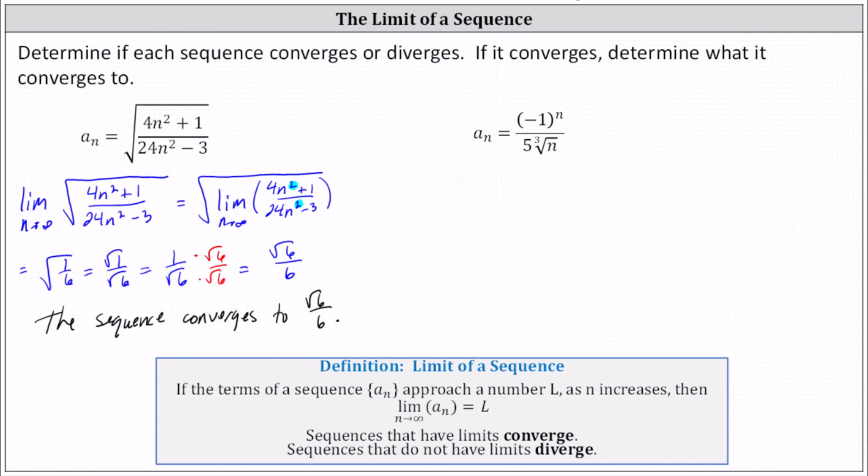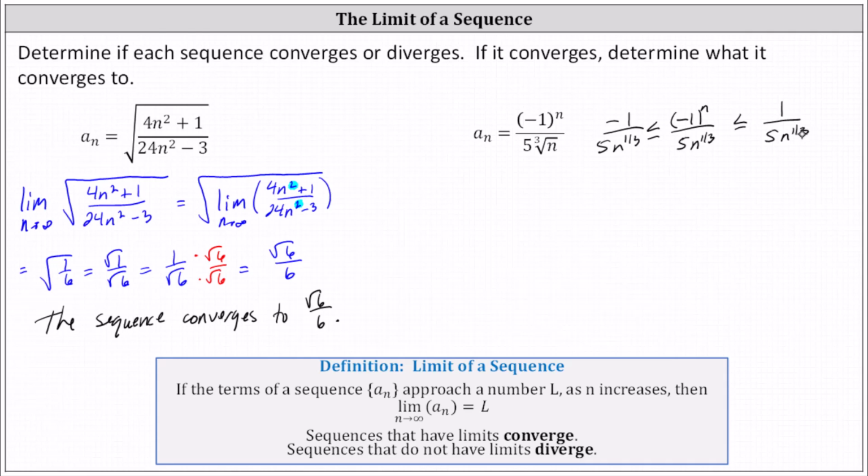This one's a little bit different because of the negative 1 to the power of n. This is an alternating sequence, so we'll use something called the squeeze theorem to determine the limit of a sub n. Notice all the terms in the given sequence given by negative 1 to the power of n divided by, let's write 5 times the cube root of n as 5n to the power of 1/3. All these terms would be greater than or equal to negative 1 divided by 5n to the power of 1/3, as well as less than or equal to positive 1 divided by 5n to the power of 1/3.